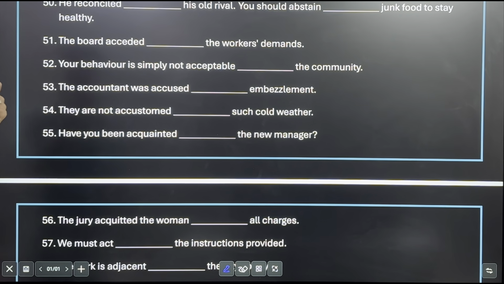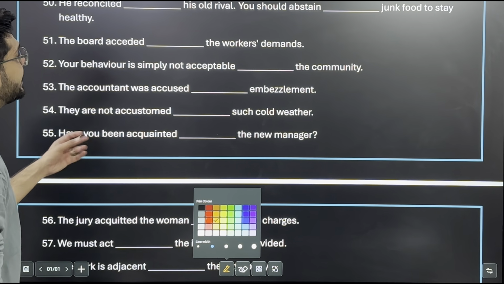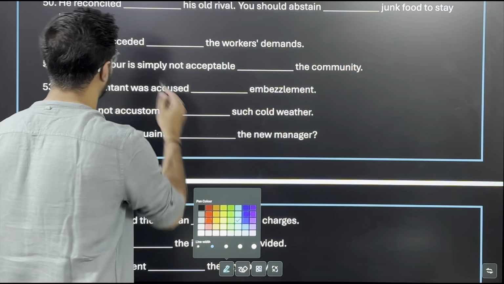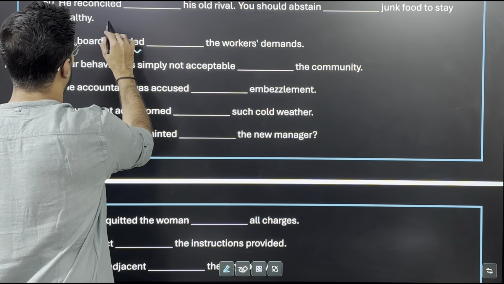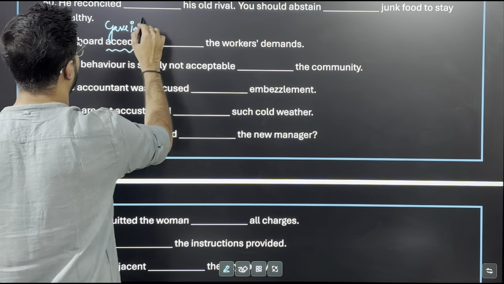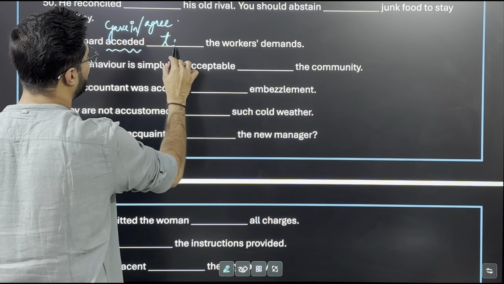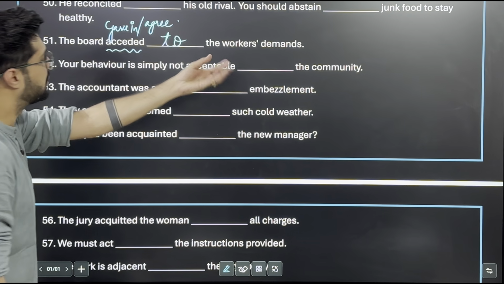So let's get started. The first one is the board acceded dash the workers demand. Now acceded का मतलब हो गया the board gave in. ठीक है, gave in का मतलब होता है मान लेना या agree कर लेना कोई चीज को. So acceded के साथ to जाता है. The board acceded to the workers demand.